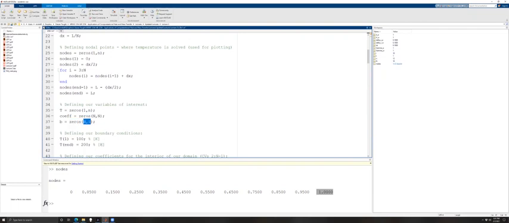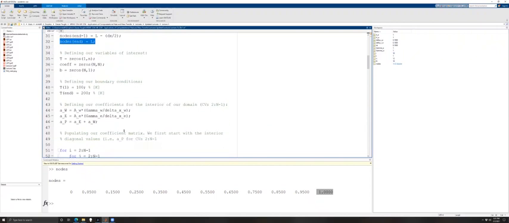Now, we can define our two boundary conditions, our two temperatures. On the left-hand side, we had a temperature of 100, and on the right-hand side, we had a temperature of 200. So T of 1, our first temperature entry, is going to be 100, and this corresponds to node 1. And T of n is 200 Kelvin. This corresponds to our last node, our 12th node.